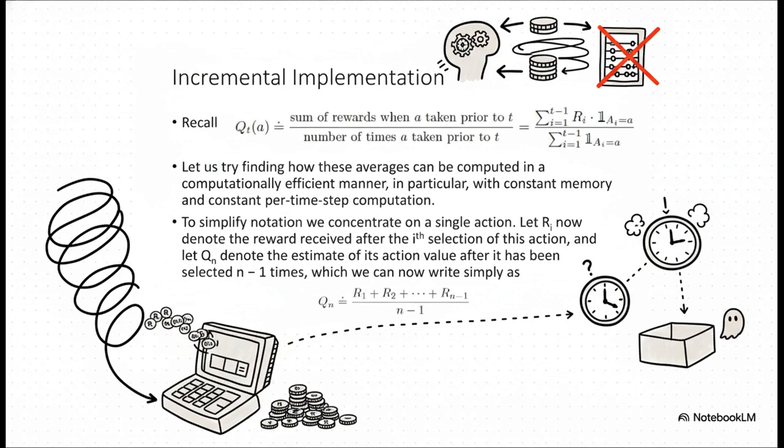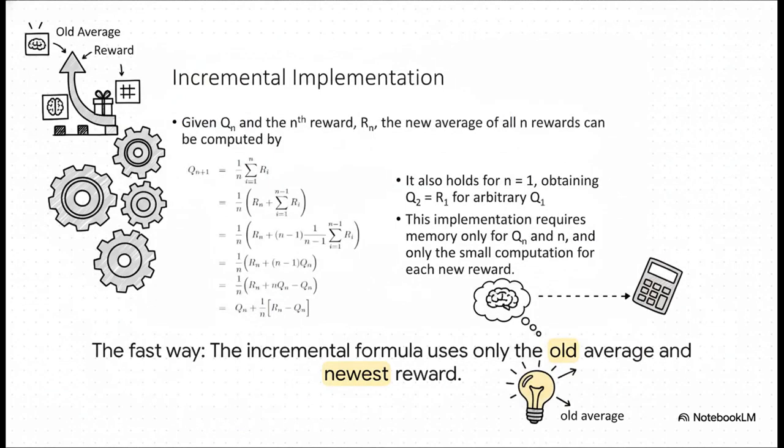If n is 1,000,000, that's 1,000,000 numbers to store and 1,000,000 additions to do. That's just not going to work for big problems. It's slow and it's a memory hog. We need something smarter. And of course, there is a better way.